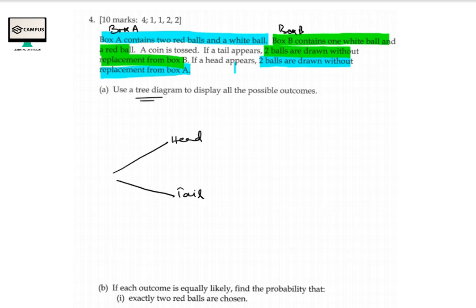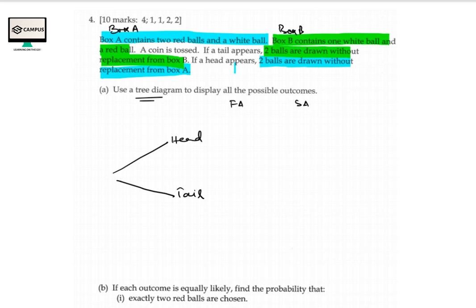Right? In case of tail, two balls are drawn without replacement from box B. And box B contains only two balls, one red ball and a white ball. So in case of tail, we have two attempts, we can call them first attempt and second attempt. So we have to draw two balls. First attempt means that we are drawing the first ball, and second attempt means we are drawing the second ball. And remember, it's without replacement.